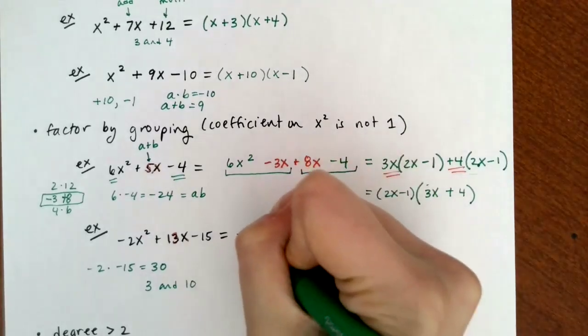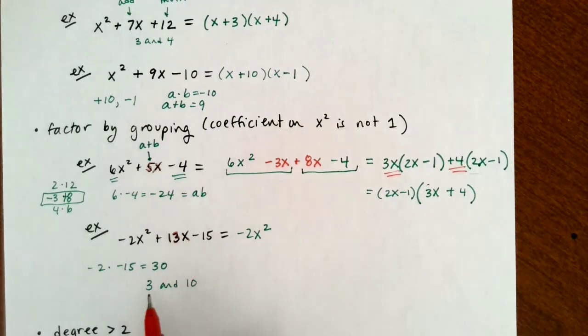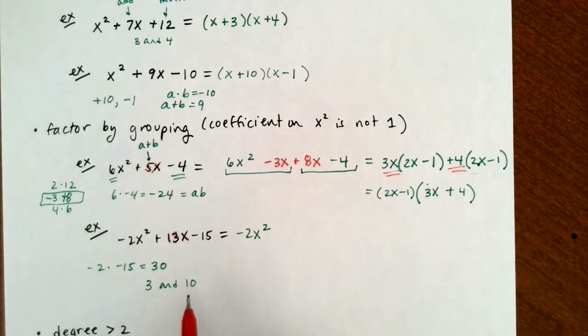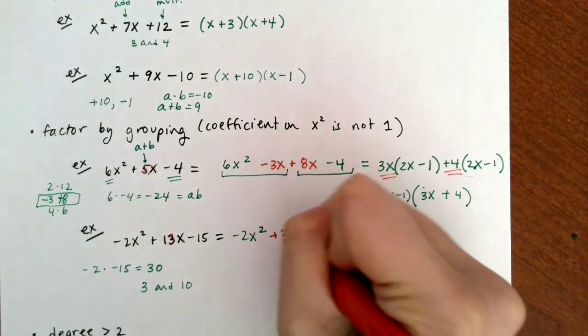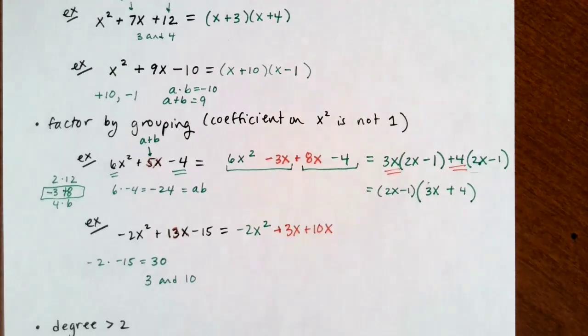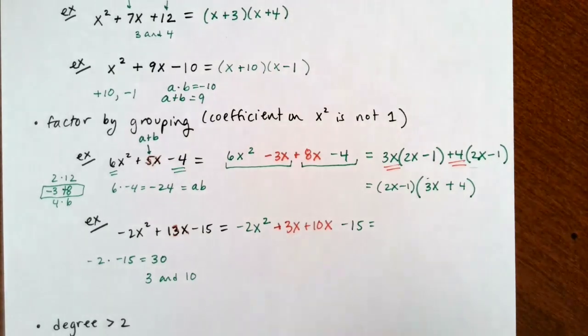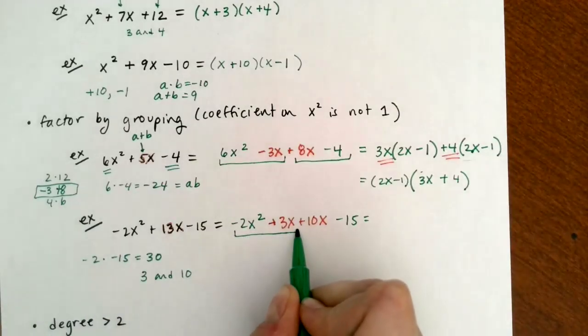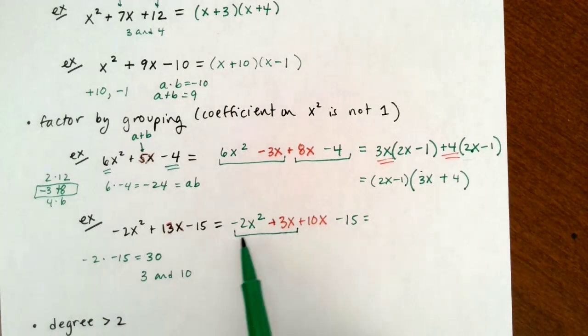Okay, so the negative 2x squared stays the same. Instead of 13x, I'm going to say plus 3x plus 10x, or the opposite order. It works out either way. It doesn't really matter. So those are the same as 13x. And then I'll keep that minus 15 at the end. And then same as before, you take your first two terms and factor out what you can. For this one, I have a choice to make. Why don't we for now just pull out x and see what happens?